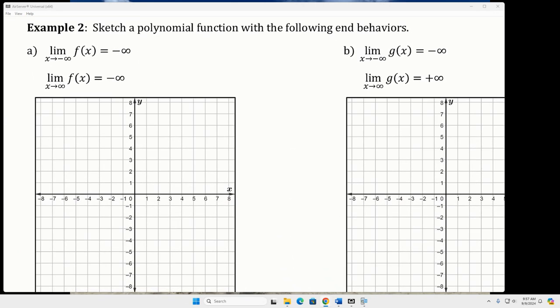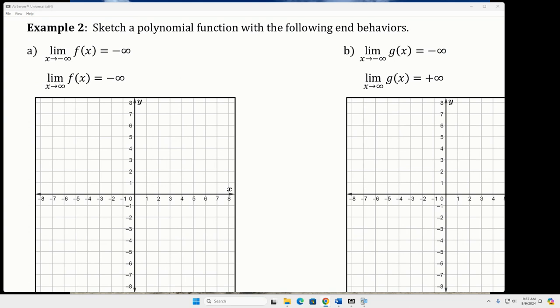On the next example, we're just going to do a couple of sketches. We're going to sketch a polynomial that has the following end behaviors. One thing about polynomials, and we'll talk a little more about this tomorrow, is they're continuous. So you can draw the whole polynomial without picking up your pencil, and they have smooth, rounded turns. As you draw these polynomials, make sure you don't make any sharp turns, but other than that, you should be good.